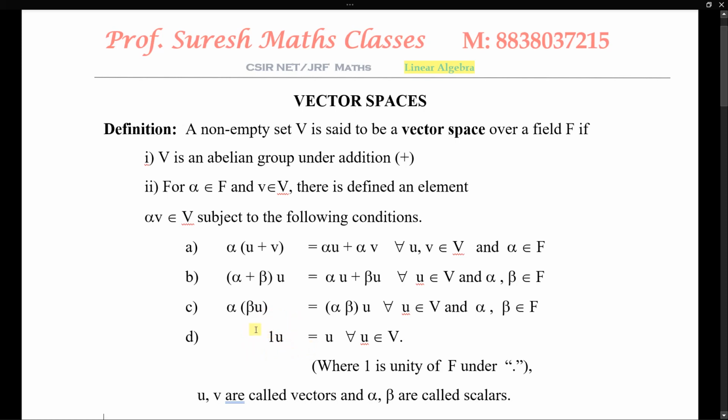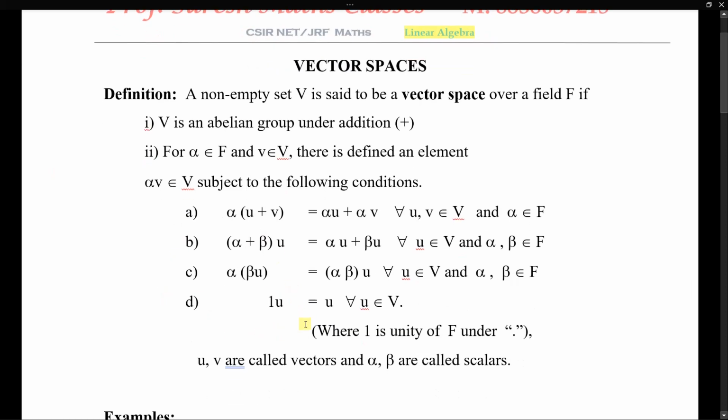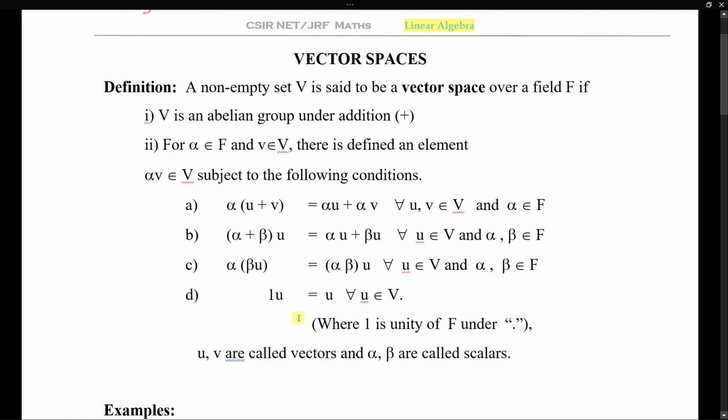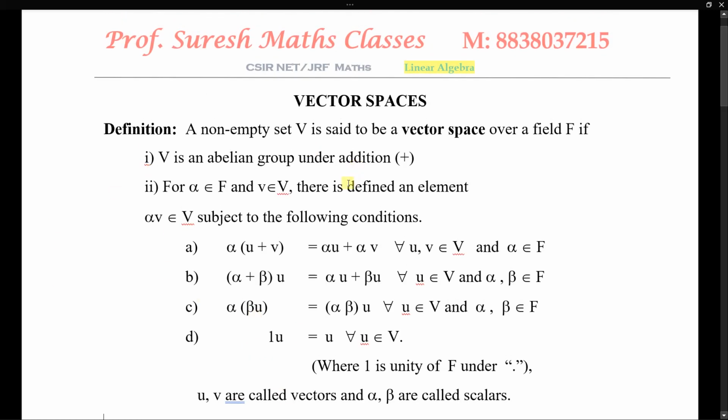This one, don't think of it like the number 1. This one is called the unity of the field F. Unity means the multiplicative identity in the field F. U and V are called vectors, alpha and beta are called scalars. So what is a vector space?